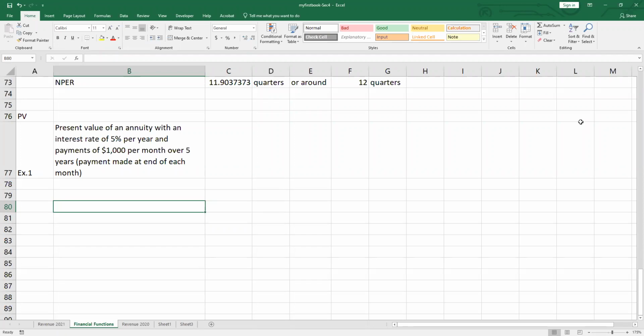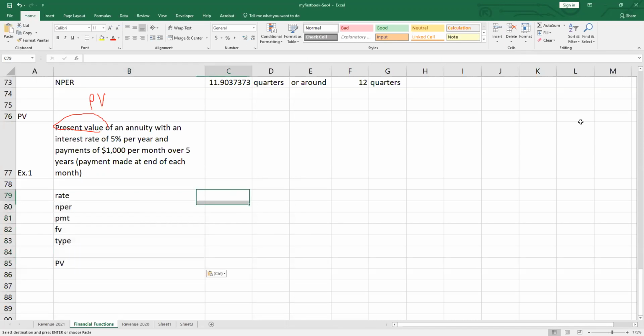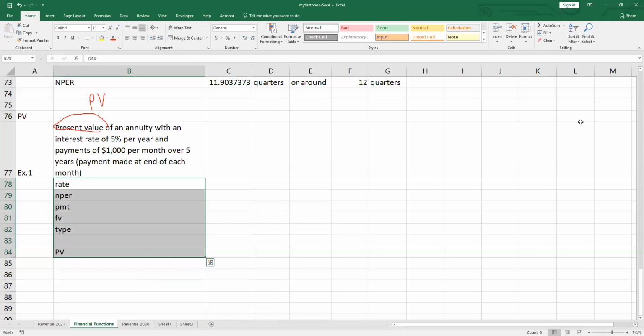So when you would like to find the present value, for example, the bank said that normally the interest rate is 5% per year, and you can afford to pay 1,000 per month in 5 years. Present value means how much the bank can give you as a loan. So here you are asked to find the PV, the present value. I'll put all of the arguments that PV needs first: rate, n per, PMT, FV and type.